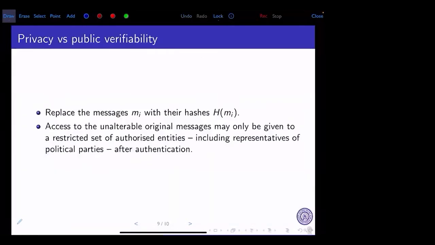And for privacy, regarding access to the unalterable messages: replacing the message with hashes gives you the untamperability. Access to the unalterable messages can only be given to authorized entities, such as representatives of political parties after authentication, and special auditors. Now, whether only special auditors should audit or whether it should be publicly audited is a question that needs to be asked in the parliament and decided.